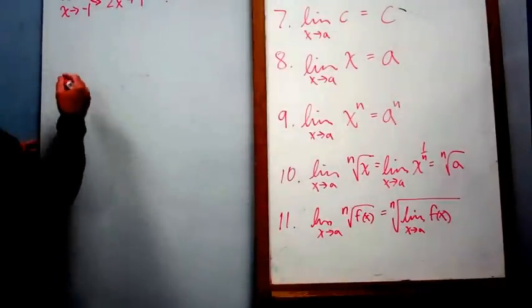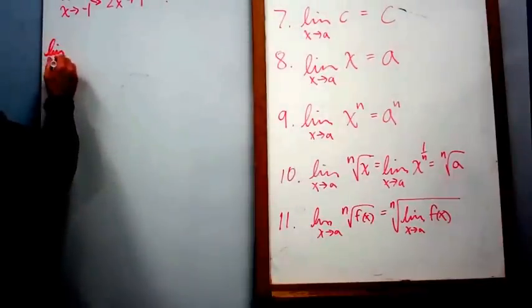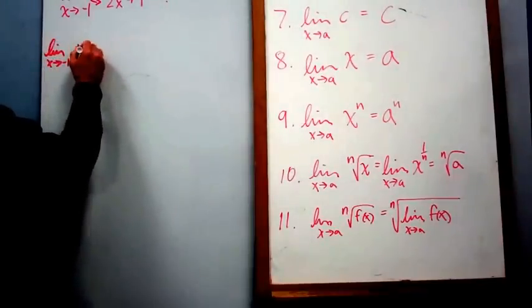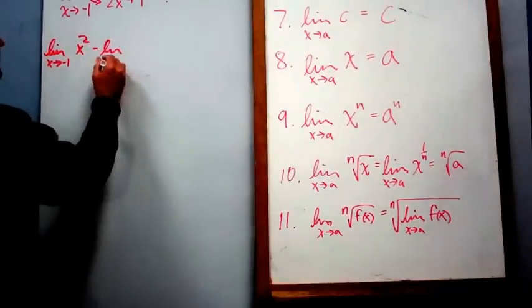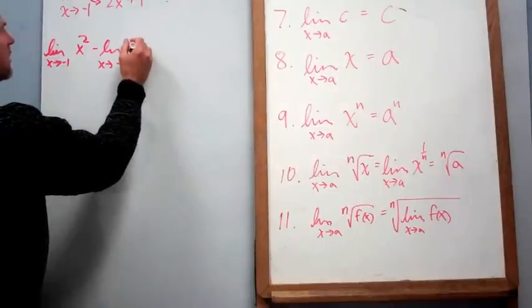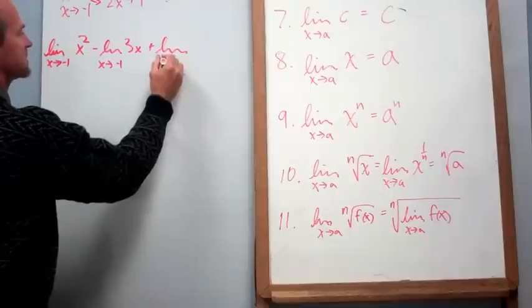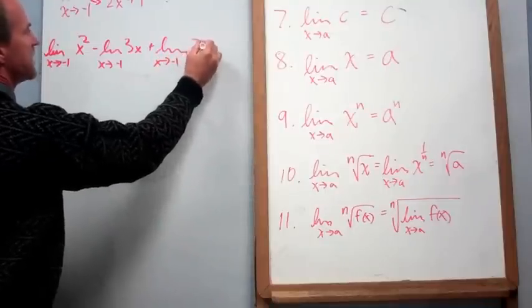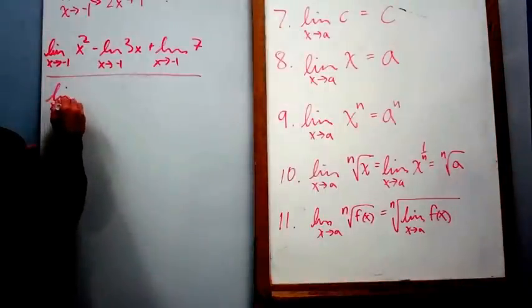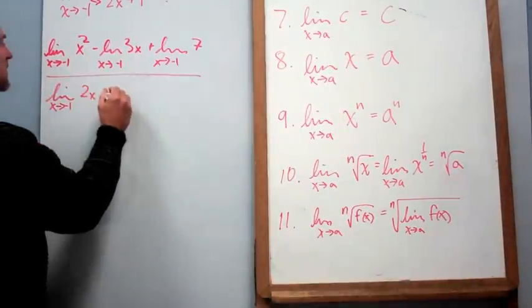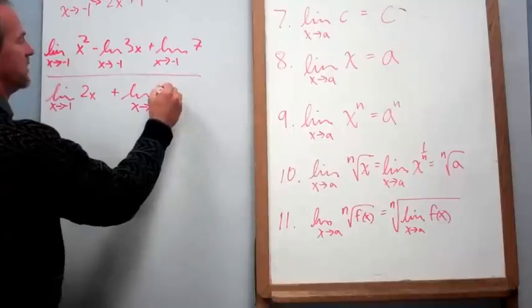So we can rewrite this as the limit, again, as x approaches -1 of x squared, minus the limit as x approaches -1 of 3x, plus the limit as x approaches -1 of 7, all over, doing the same thing, the limit as x approaches -1 of 2x, plus the limit as x approaches -1 of 1. Okay?